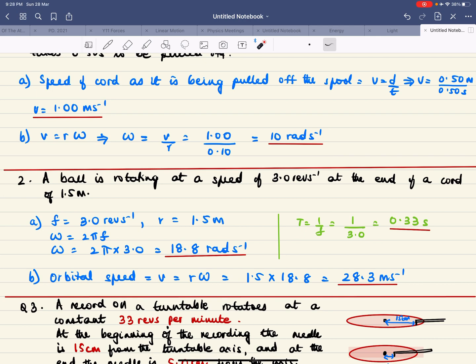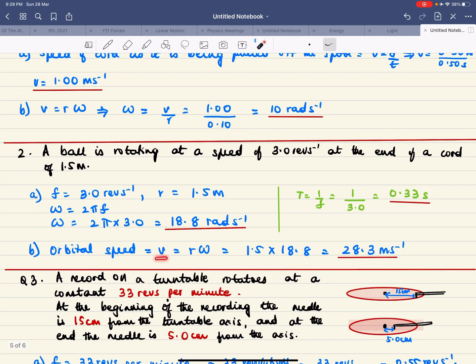And then it says calculate the orbital speed. Orbital speed has to do with the linear speed. The speed at a particular point on a revolving object is your linear speed. So v equals r omega. You have omega, multiply by r, and you get the speed, in meters per second. If they say angular speed or angular velocity, that's your radians per second.